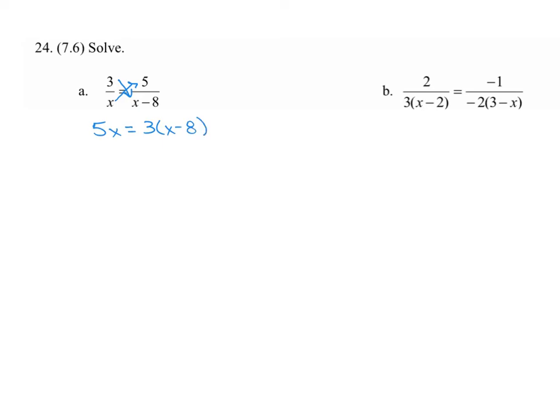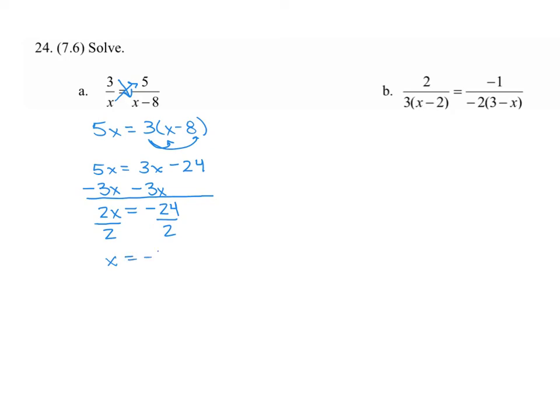My next step, I want to go ahead and distribute the 3. We get 5x equals 3x minus 24. This is a linear equation, so we want to move all variables to one side and all constants to the other. All of my constants are on the right side, so I want to move all of my variables to the left side. If we simplify, we get 5x minus 3x is 2x equals negative 24. Then we can divide by 2. We get x equals negative 12.